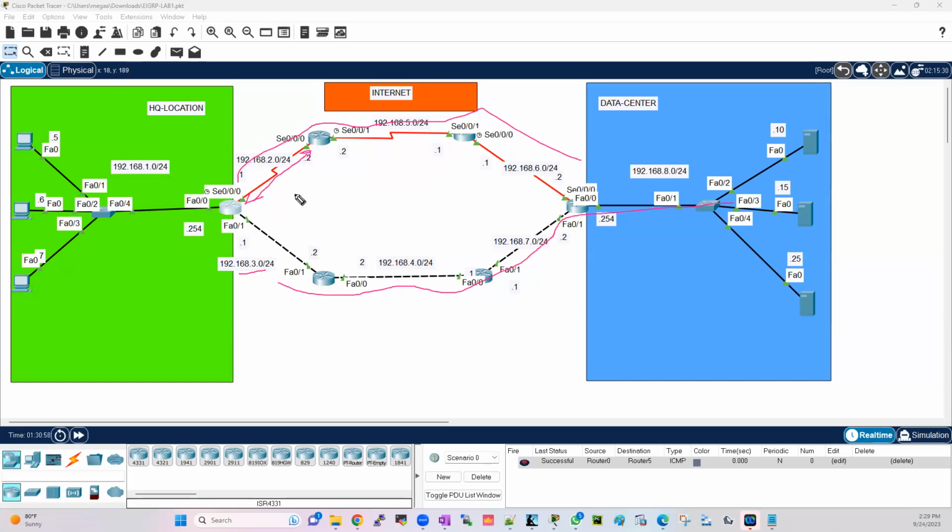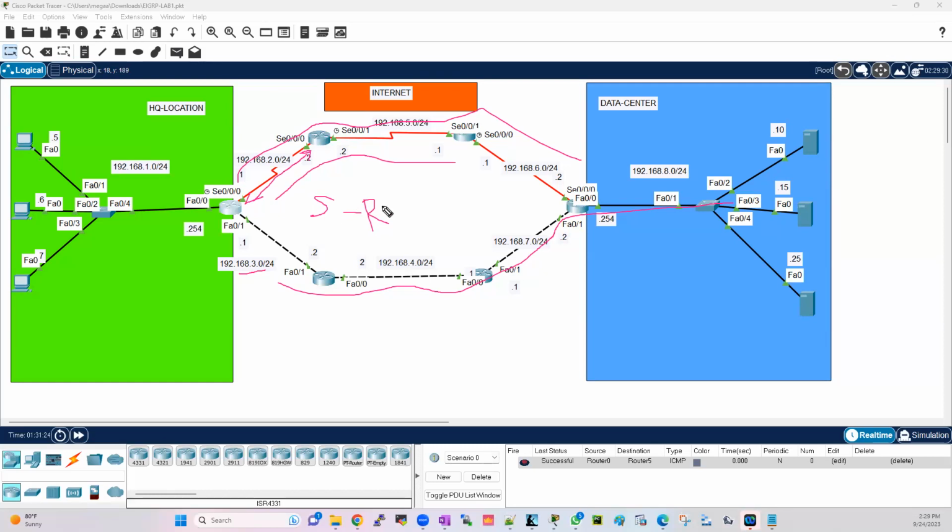The best path we call what? We call it the successor route. The other one we call the feasible route. But if there's no other connection to this destination, that one link becomes the successor route. All those are just terminologies.